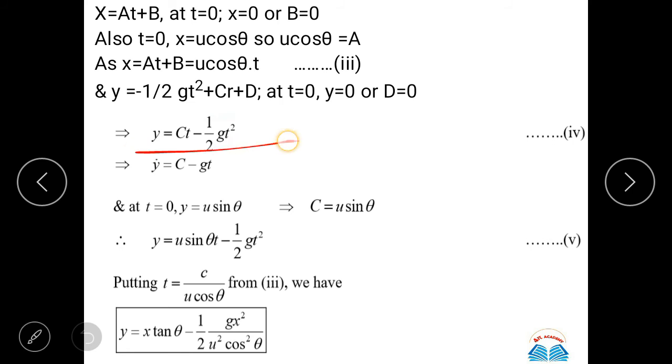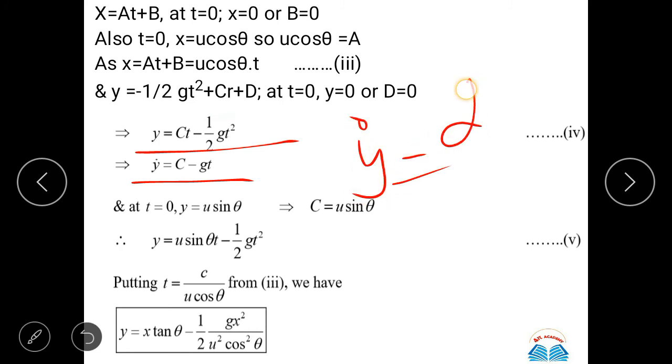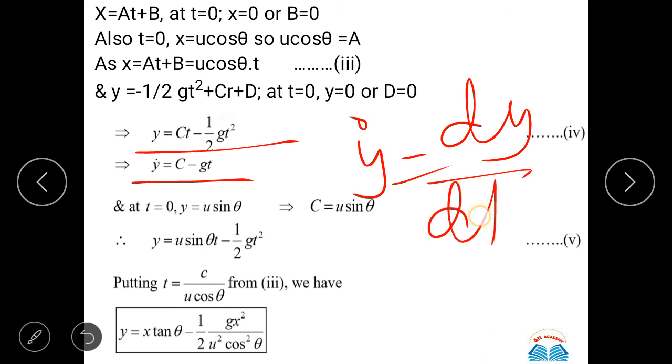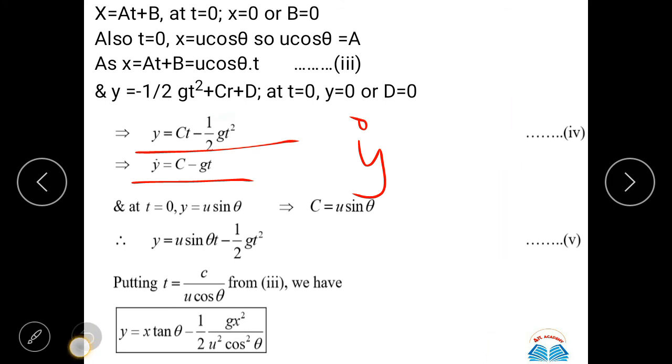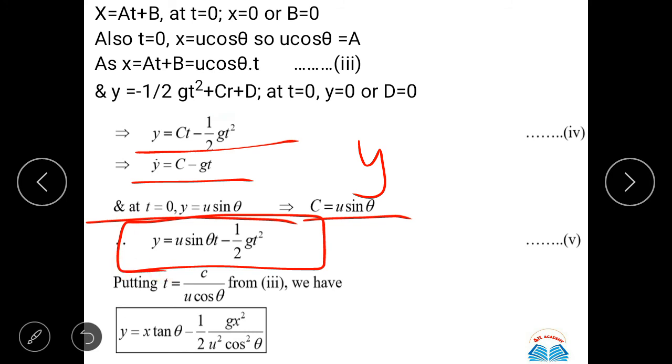So for y, you will get y equals ct minus half gt squared, and y dot, obviously, is the time derivative of y, dy over dt. So y dot equals c minus gt, and at t equals 0, y dot equals u sin theta. So c, you will get u sin theta, and now the final equation for y, you will get u sin theta t minus half gt squared.